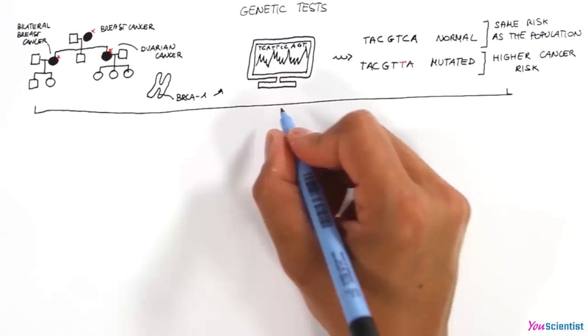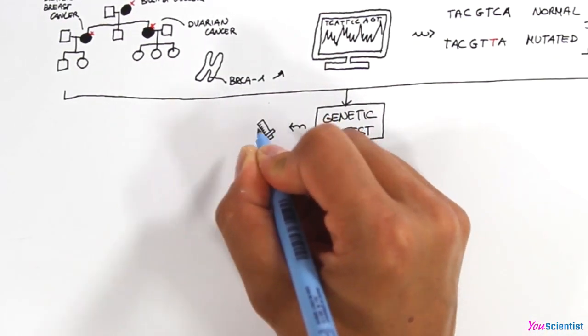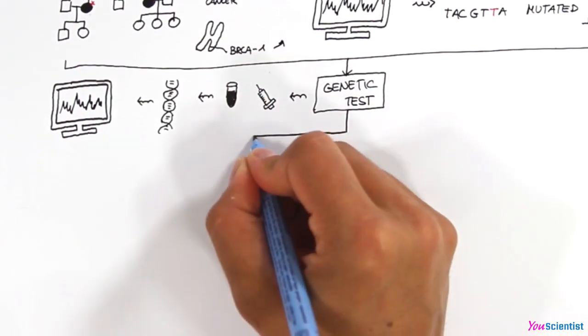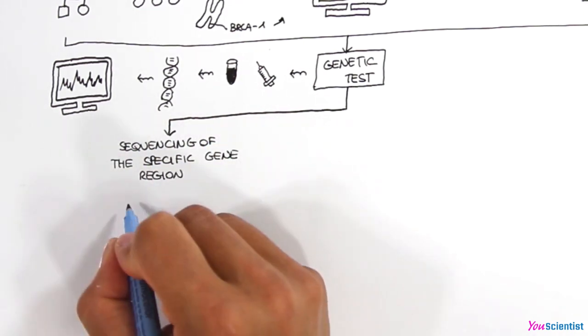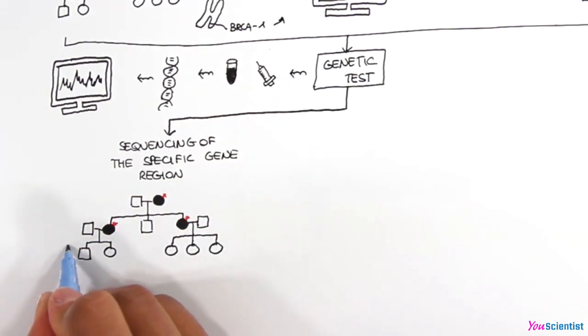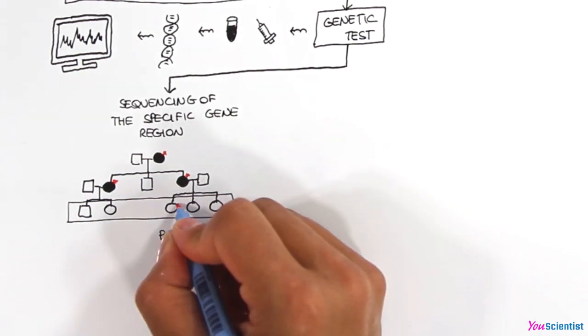The identification of members that carry the mutation occurs through a genetic test. Starting from a blood sample, genomic DNA is purified and analyzed. If the mutation present in the family with high risk of cancer is already known, only a precise gene region is sequenced in order to verify the presence of the specific mutation. The genetic test is positive if the mutation is found.